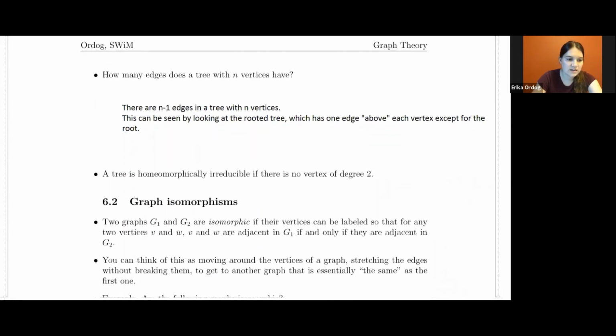Okay, and then the last part of the definition for the question we asked at the beginning is homeomorphically irreducible. So a tree is homeomorphically irreducible if there's no vertex of degree 2. So there's no vertex with exactly 2 edges coming out of it.